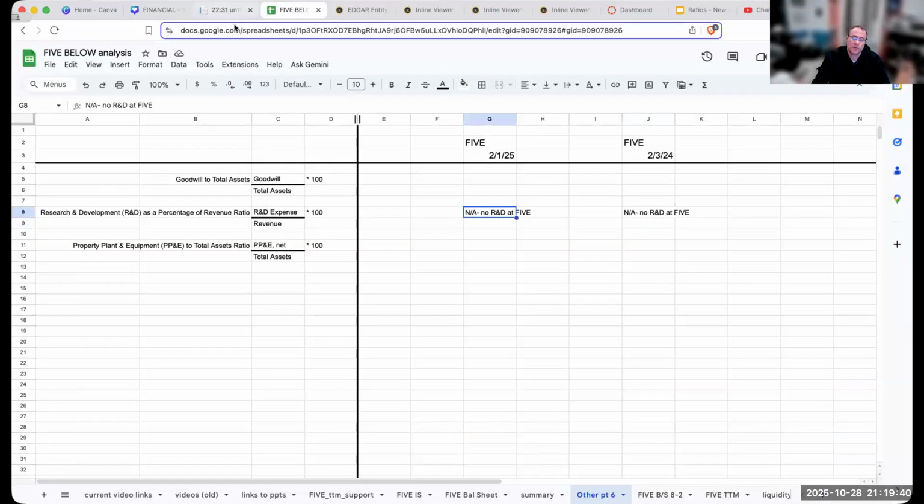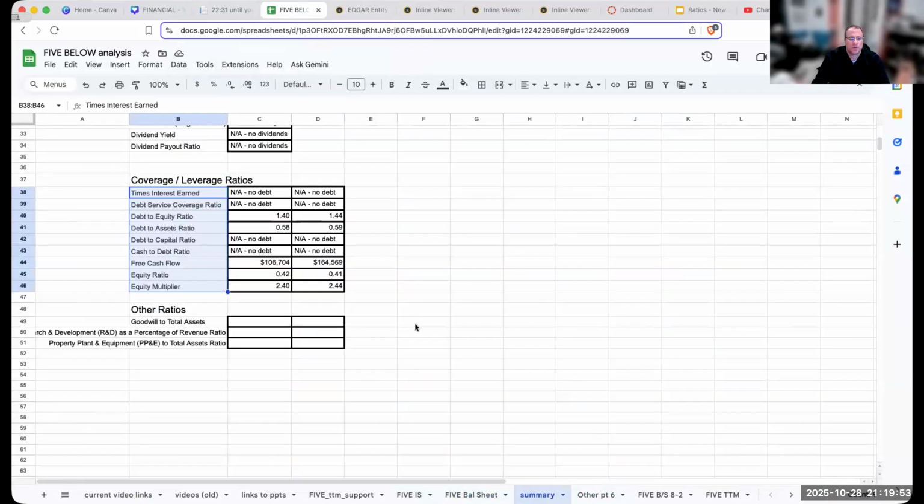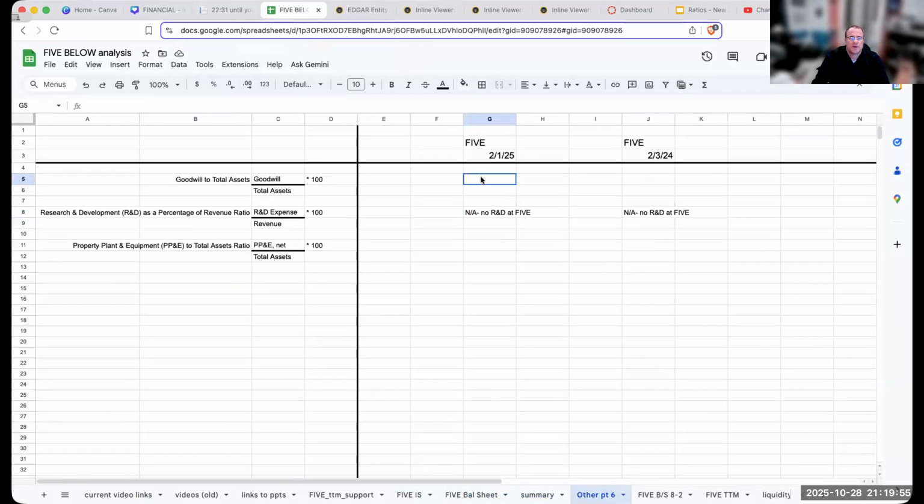Now the next one over here is goodwill. So goodwill to total assets. And when we look at that for 5 Below, if I go to the balance sheet, there is no goodwill. So again, I'm making this way too easy on myself. And this again is going to be not applicable. No goodwill at 5 Below. So again, not applicable. It does not apply.